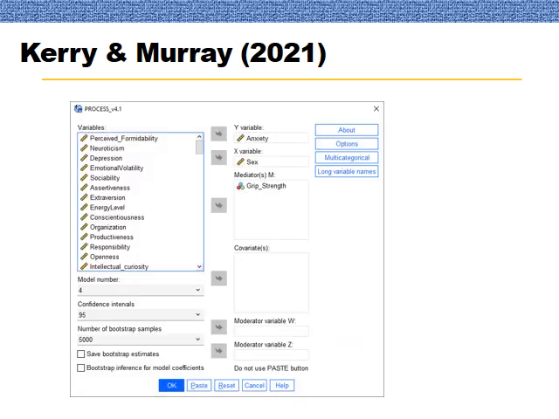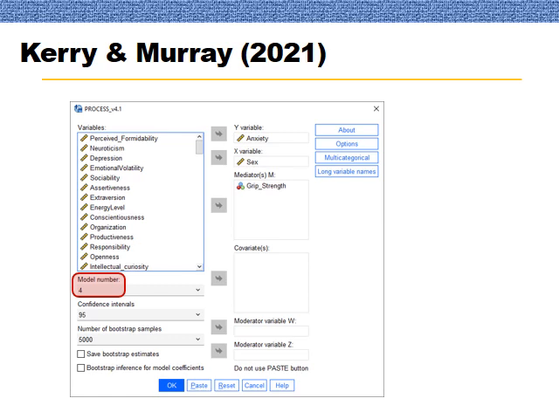Let's see if those relationships actually turned out the way that we thought they would. Again, using process model 4, we'll put the variables where they belong. Our x variable is sex, which is dichotomous. Remember that process automatically detects when a variable is dichotomous and dummy codes it for us. So sex, which was previously coded as men equal to 1 and women equal to 2, will be recoded as men being equal to 0 and women being equal to 1. But that doesn't really change our interpretation of the results because men are still the lowest coded number.